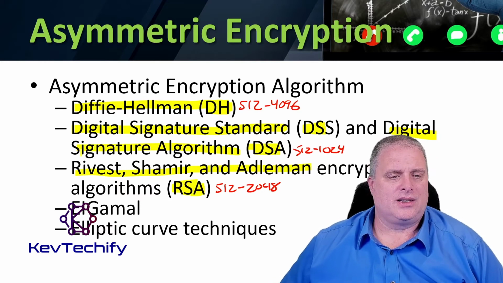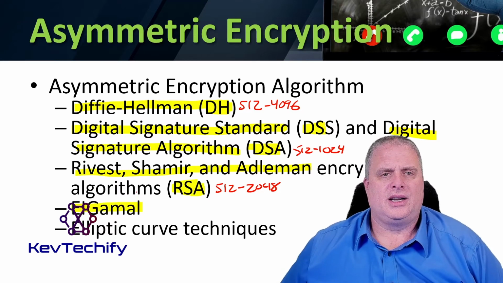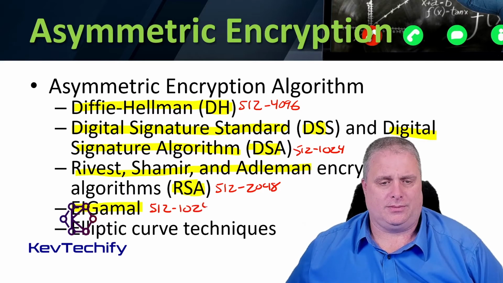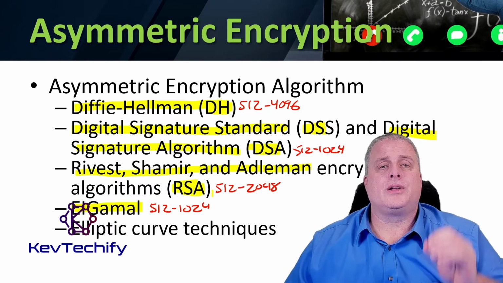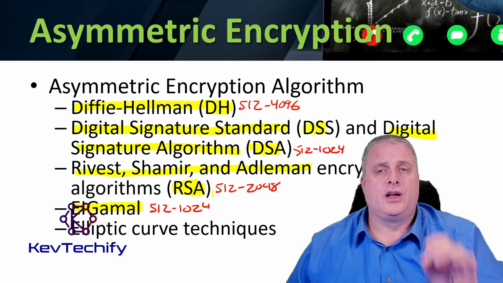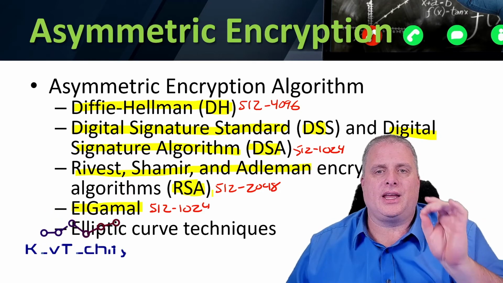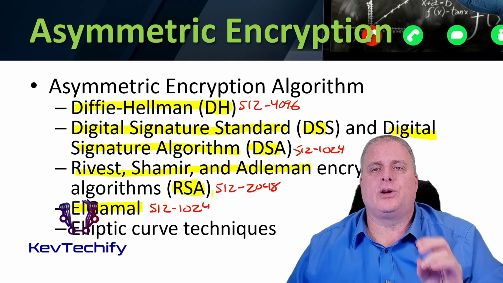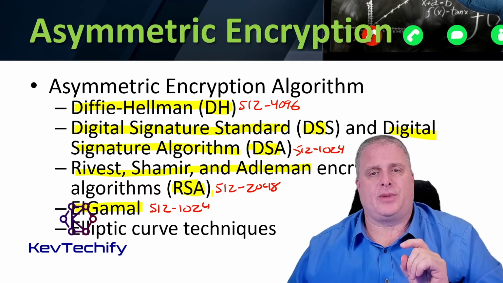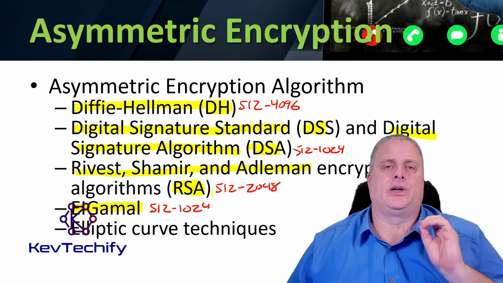Then we have the El-Gamal. This key length here is typically, once again, 512 to 1024 bits long. El-Gamal is an asymmetric key encryption algorithm for public key cryptography, which is based on the Diffie-Hellman key agreement. A disadvantage of the El-Gamal system is that the encrypted message becomes very big, about twice the size of the original message. For this reason, it is only used for small messages such as secret keys.